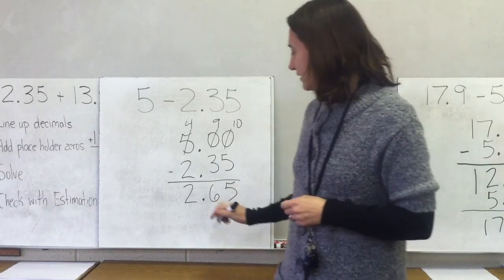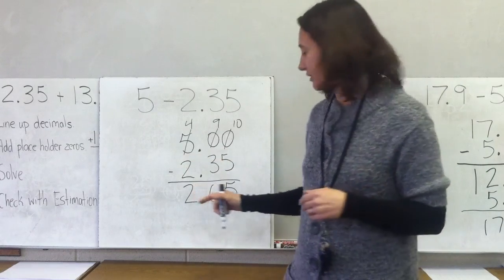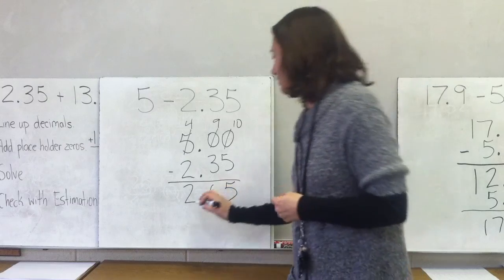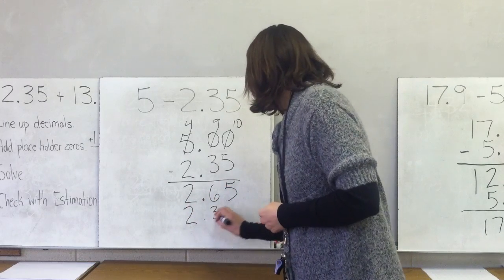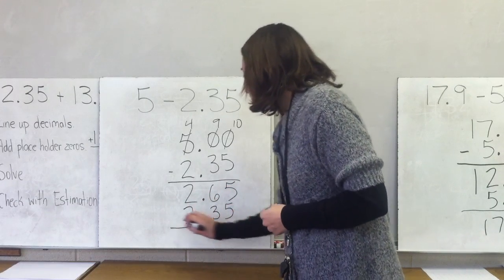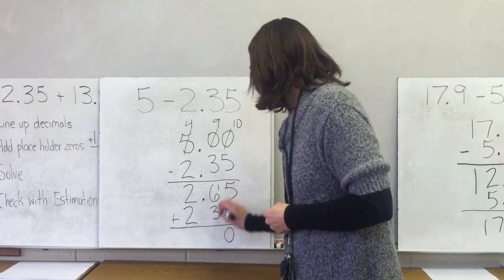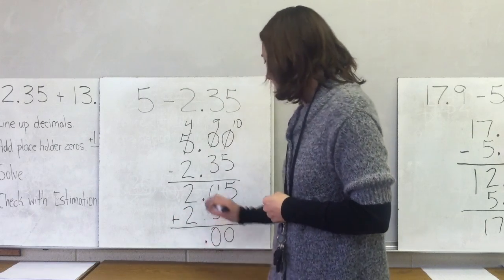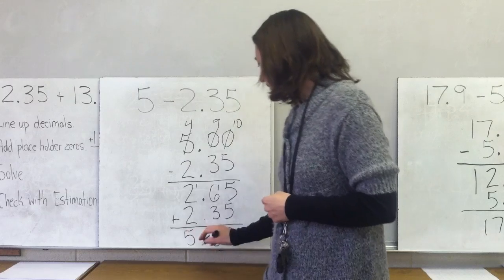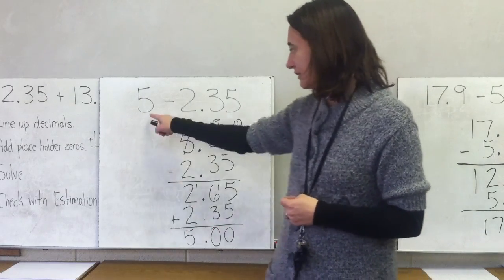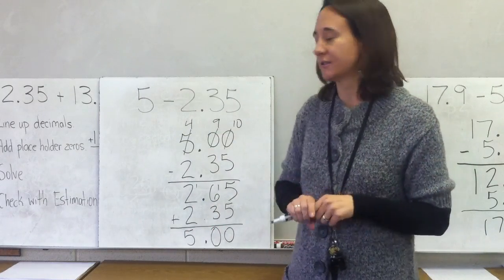Now, let's take a look by checking with addition, because it's subtraction, so we can always check with addition. Line up my decimals. Bring down my decimal. 5. Is that the same as 5 wholes? Sure it is. Think about $5.